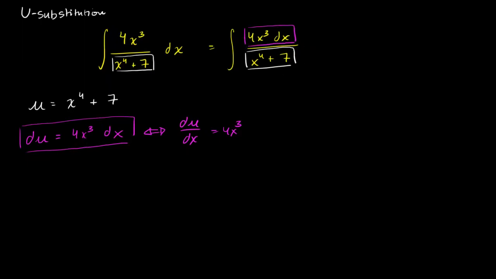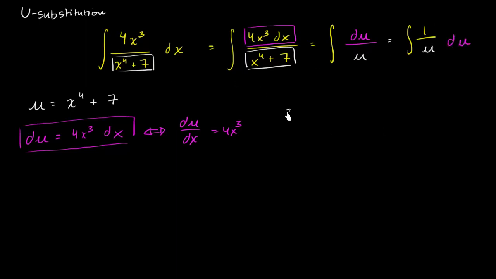So we can rewrite this integral, and I'll try to stay consistent with the colors, as the indefinite integral. What we have in magenta right over here, that's du, over x to the fourth plus 7, which is just u. Or we could rewrite this entire thing as the integral of 1 over u du. Well, what is the indefinite integral of 1 over u du?